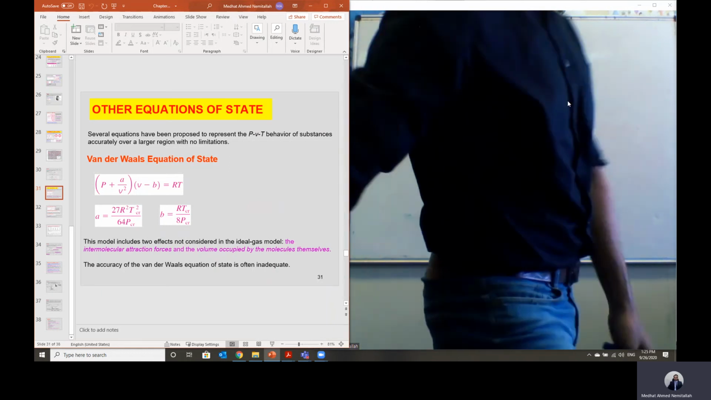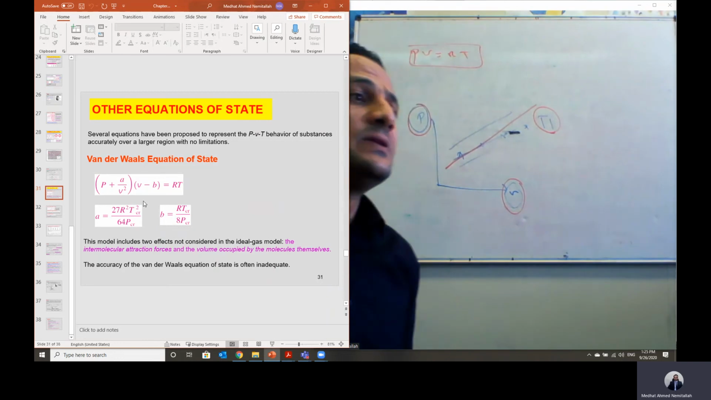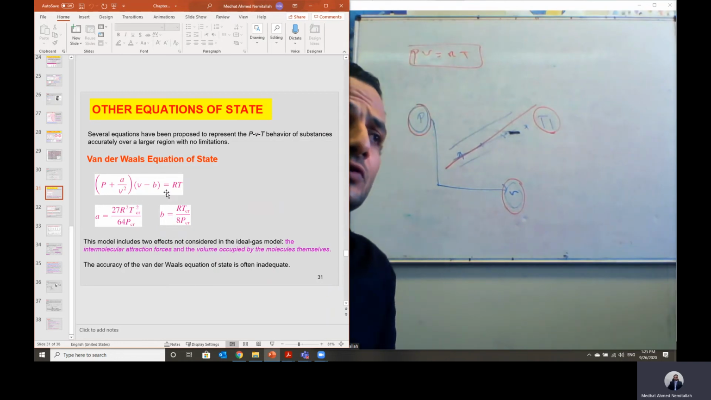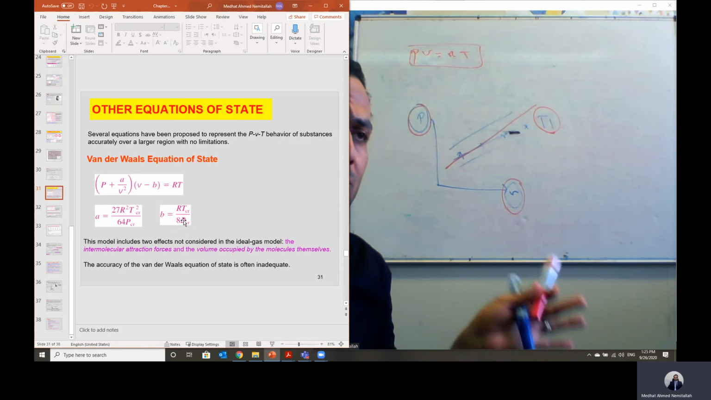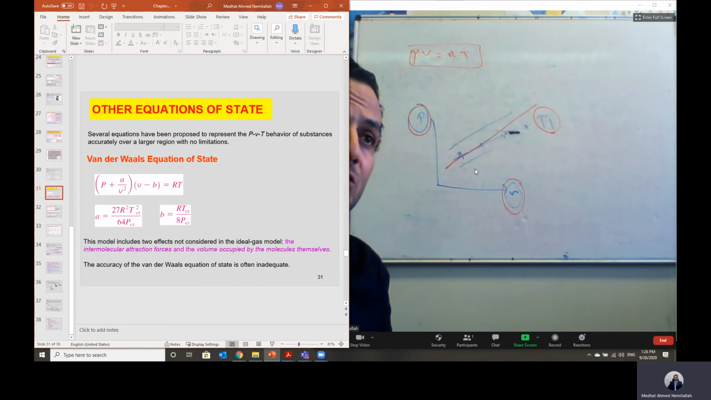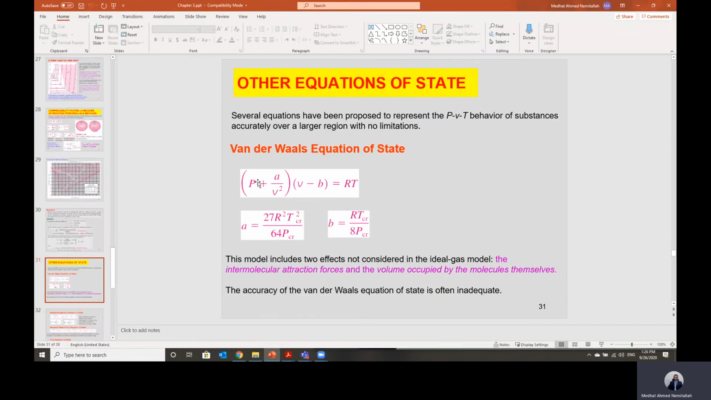So those constants that you see here in this equation, the constant A and also the constant B, which are functions of the critical pressure and the critical temperature, are just based on the curve fitting. They do not have any kind of physical meaning, just based on the curve fit. But this equation here is the modification of the ideal gas equation of state: instead of P, it will be P plus a parameter, which is A divided by V squared. This is based on the curve fit.